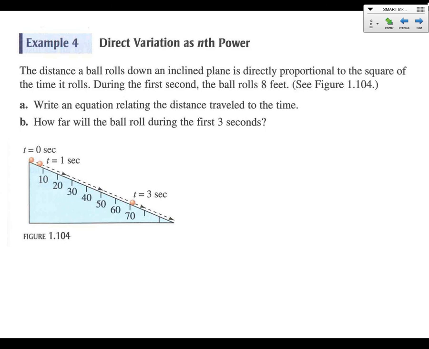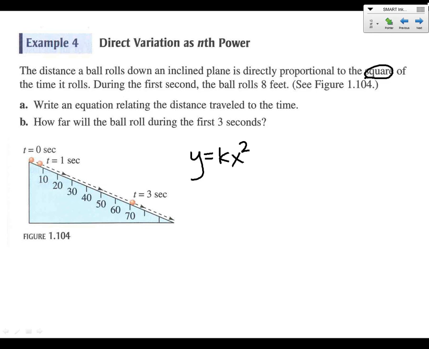The distance a ball rolls down an inclined plane is directly proportional to the square of the time it rolls. So we know right away that we're not talking about x, we're talking about x squared. During the first second, it rolls 8 feet. Write an equation relating the distance traveled to the time. So we've got our formula, direct variation, y equals kx. And in this case, since it's proportional to the square, we're going to do that.